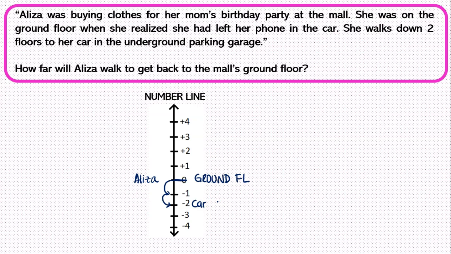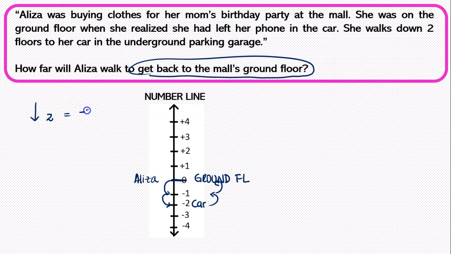And again, they say, how far will Eliza walk to get back to the mall's ground floor? Right, so she has to come back again. So she comes back up 1, 2 floors. As you can see, she moves down 2 floors, which is expressed as a -2 because the movement was down. And then she goes back up 2 floors, right? So that's +2. So how far would Eliza walk to get back to the mall's ground floor? 2. Because -2 plus 2 is going to be 0.